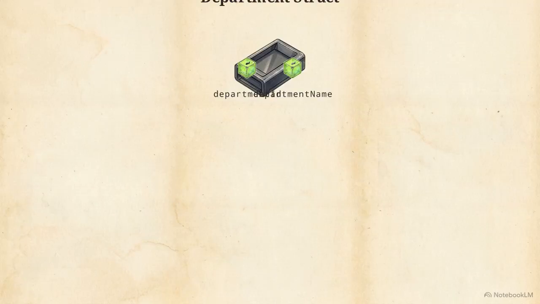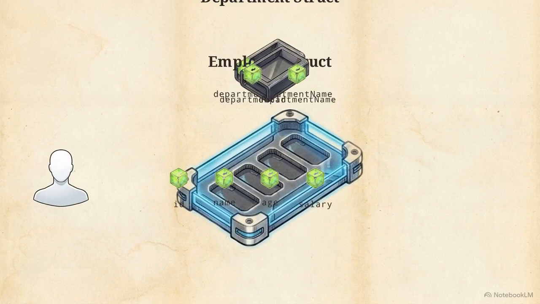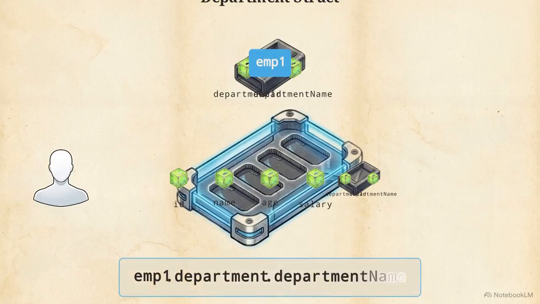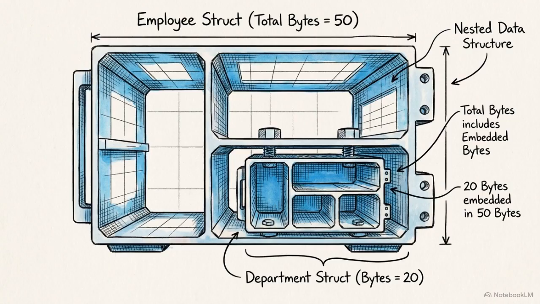There is a strict compiler rule here. The internal structure must be declared before the parent structure can use it. In this memory container, we define the department struct first. Only then can we embed it as a subbox inside the larger employee architecture. To access data buried inside that internal box, we chain the dot operators together. We write emp1.department.departmentName to navigate down through the nested memory levels, one step at a time. Nested structs perfectly map complex logical relationships into code.